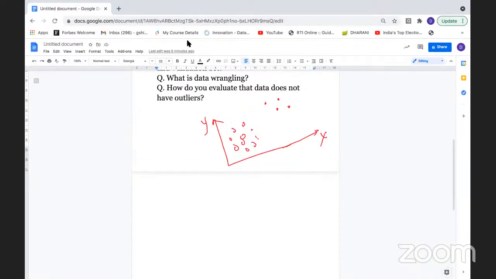So to evaluate, you will go for box plot. You check your standard deviation. You check using your violin plot and also your scatter plot. It gives you an idea, right? So this is the first thing we focus on when we start our data wrangling process, right?